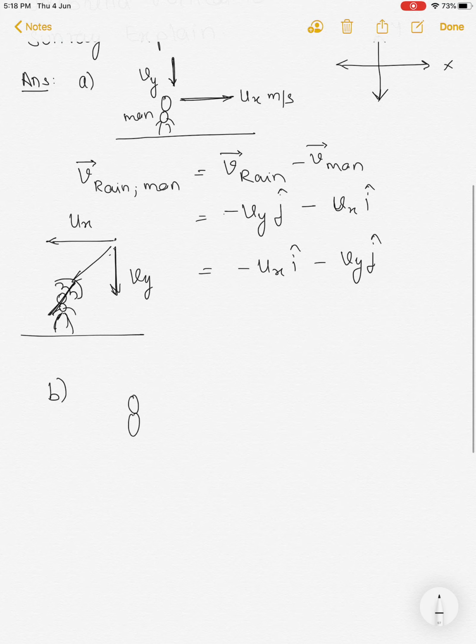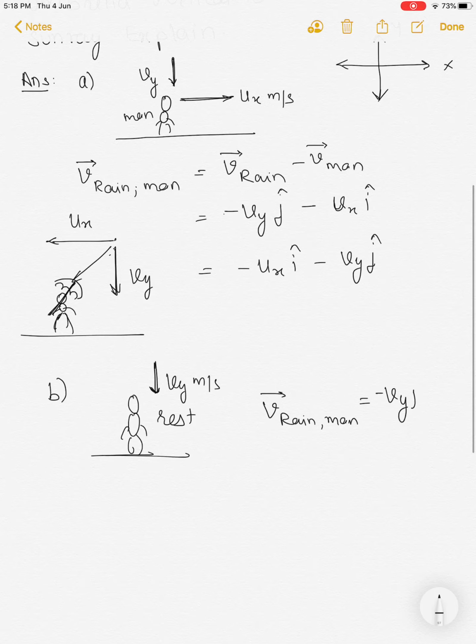While in the second case, it is said that a man standing on the street keeps umbrella vertical. That is quite easy to understand, because if a man is standing on the ground, it means he is in a state of rest, and rain is falling with say vy meter per second. So what is the velocity of rain observed by this man, that is rain with respect to man? It will be velocity of rain minus j cap, and minus velocity of man is 0. So according to this man, the raindrops are falling straight downward. That's why he should hold umbrella in vertically upward direction.